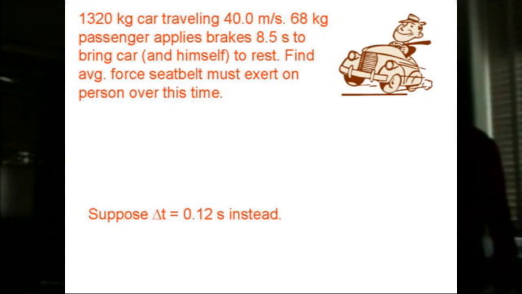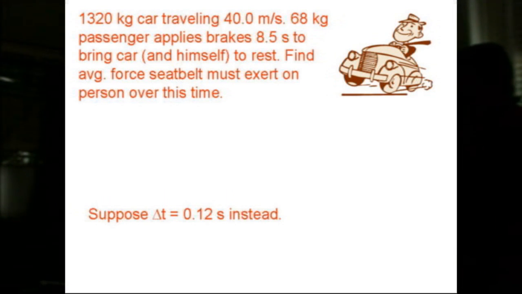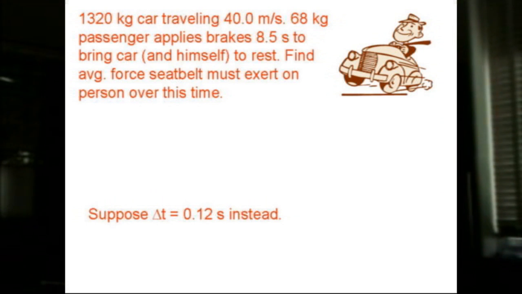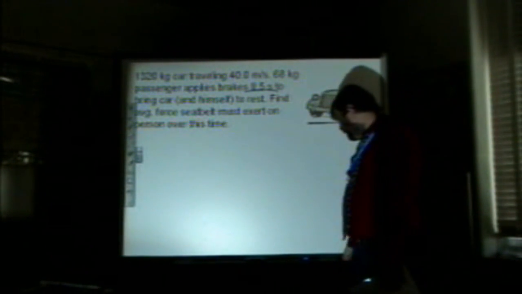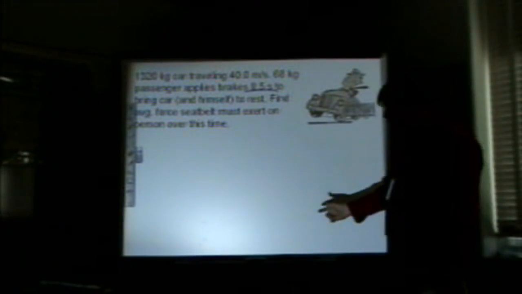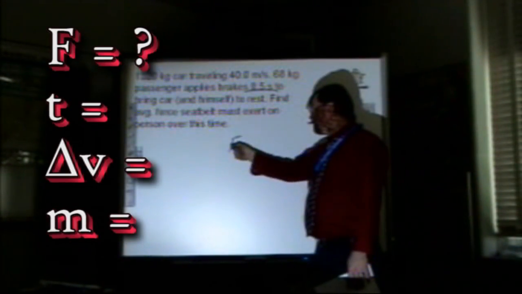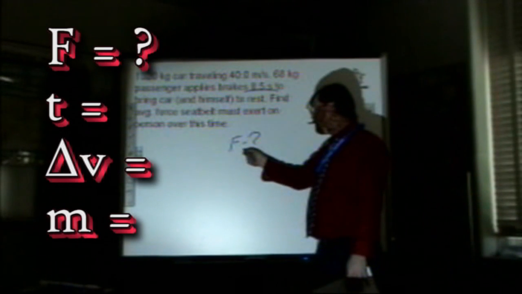So here we go. A 1,320 kilogram car traveling at 40 meters per second. A 68 kilogram passenger applies the brakes for 8.5 seconds to bring the car and himself to rest. What's the velocity at rest? 0. All right. Find the average force the seatbelt must exert on the person over this time period. Right? 8.5 seconds. So we're looking for force.